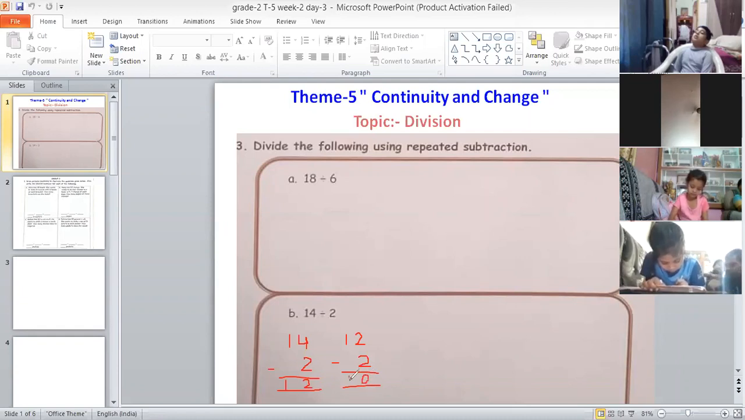Yes, 2 minus 2 is 0, and the next number will be 1, which we write in tens place. So what is the answer? 10. Yes, the answer is 10 now. We will write this 10 and again subtract 2 from this 10, because till now we didn't get 0. Okay, fine.